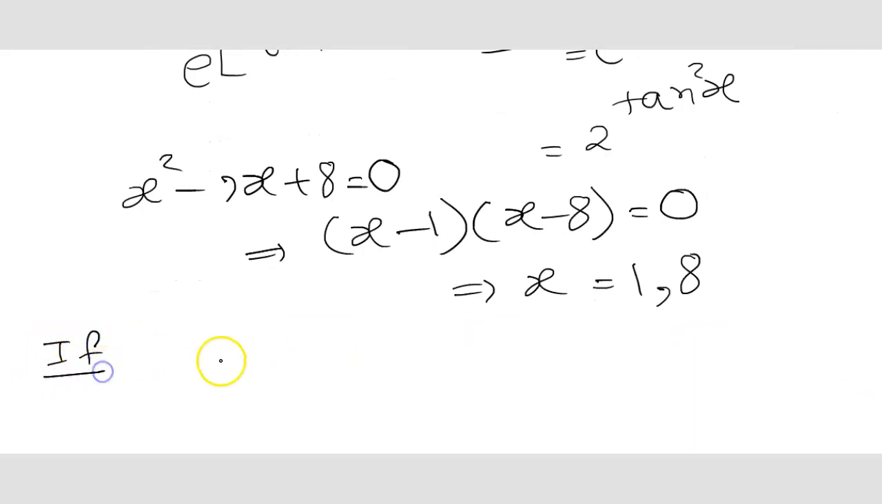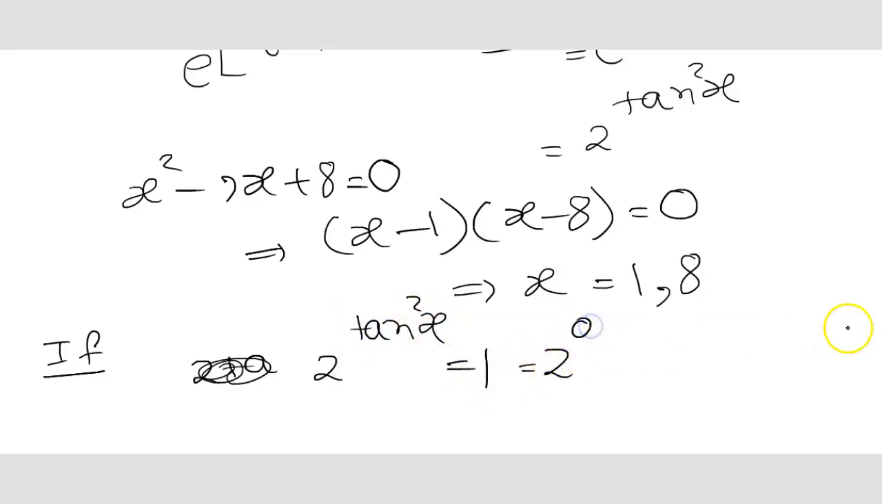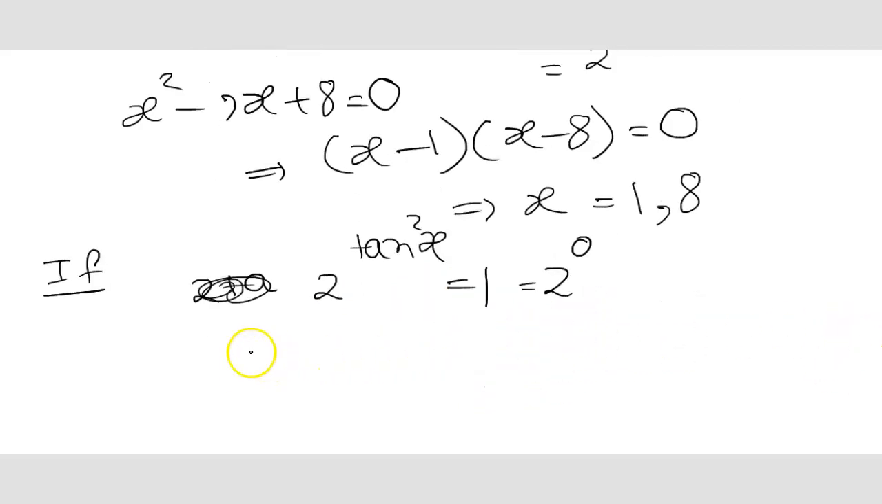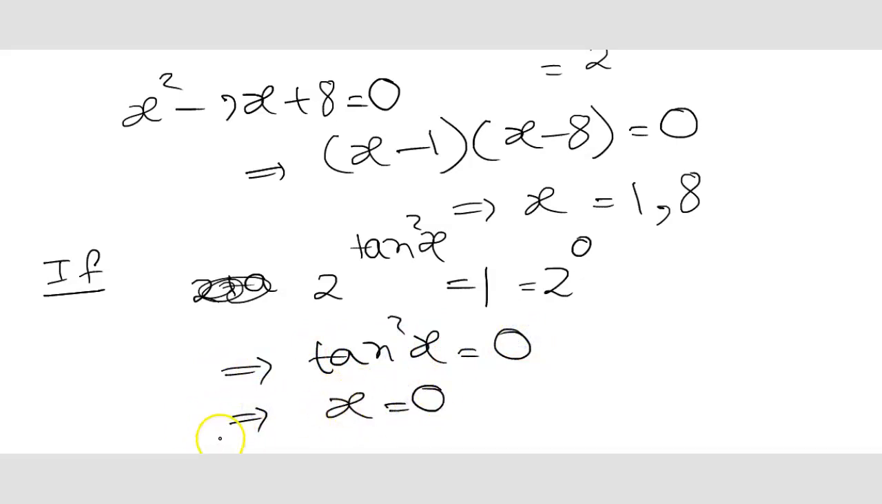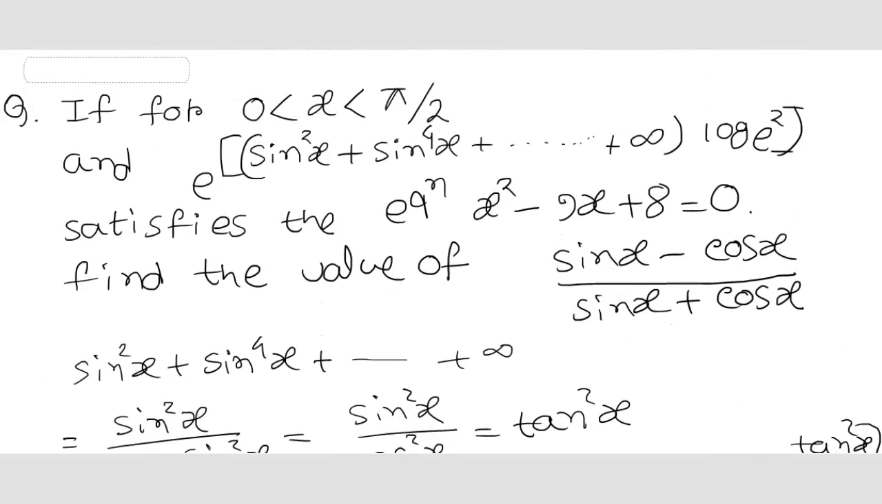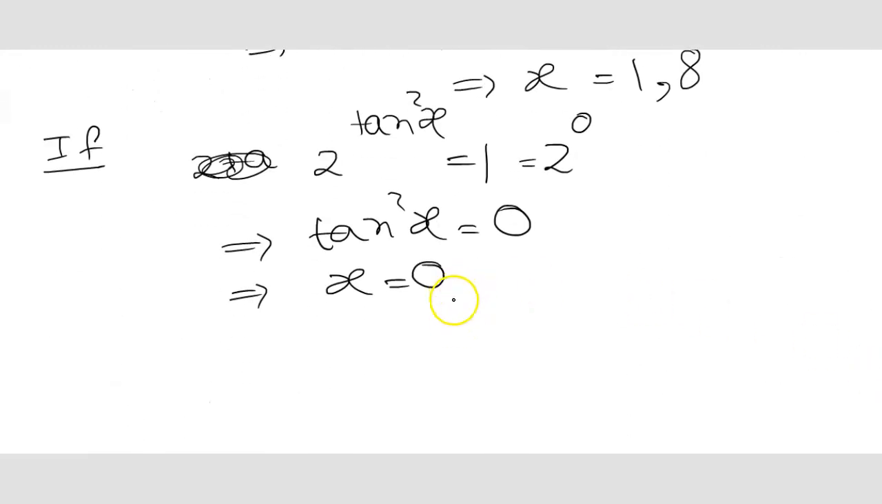If 2 to the power tan square x equals to 1, we can write 1 equals to 2 to the power 0. It gives us tan square x equals to 0, and it gives x equals to 0. It is impossible, since we have already known that x is non-negative, so it is impossible.